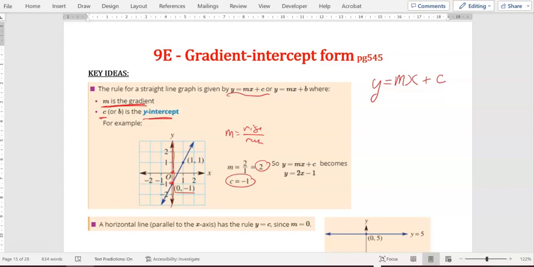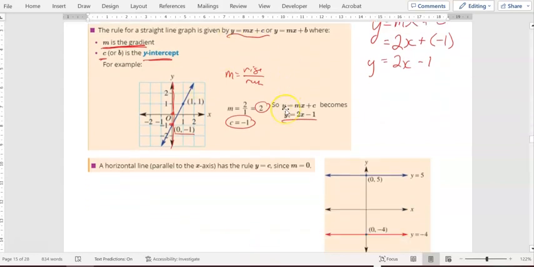So if we take our formula, y equals mx plus c, the gradient is 2, and I'm going to add to it negative 1, which of course we know means we're going to subtract 1. So y equals 2x minus 1. That's the rule for that graph.